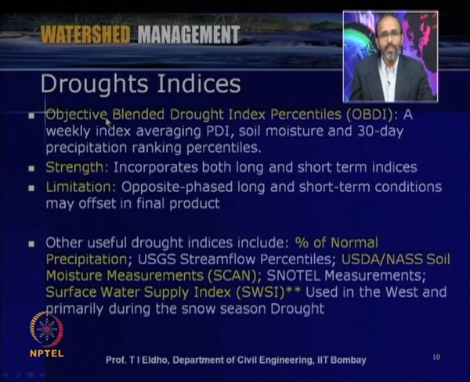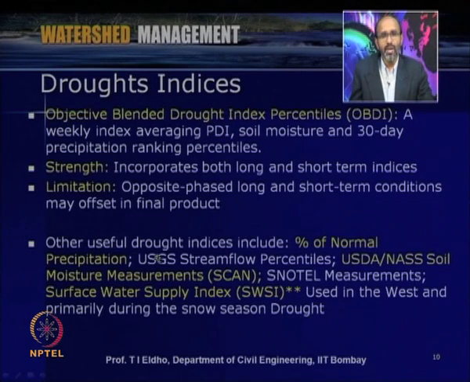Then other kinds of index like the objective blended drought index percentile, OBDI. This is a weekly index averaging the Palmer drought index, soil moisture and 30-day precipitation, and ranking the percentile. So, this is the so-called OBDI index. The strength is that it incorporates both long and short-term indices, and the limitation is that opposite-phased long and short-term conditions may offset in the final product. So, that is the limitation of this OBDI.